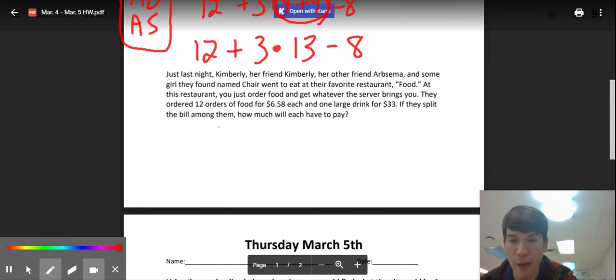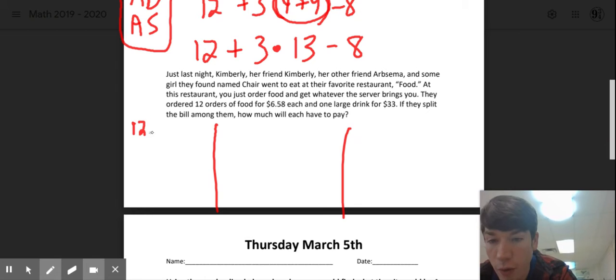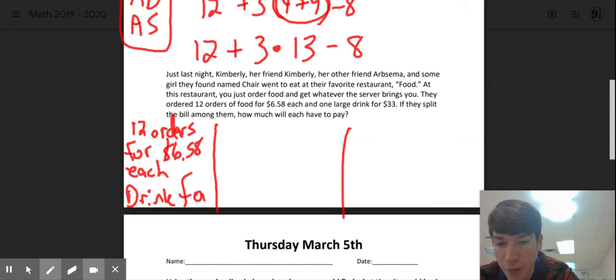All right, let's move on to our last part here. It says, just last night, Kimberly and her friend, her other friend, and some girl they found named Chair went to eat at their favorite restaurant. At this restaurant, you just order food and get whatever the server brings you. They ordered 12 orders of food for $6.58 each. That's important. Each. And they ordered a drink. It seems expensive. For $33.